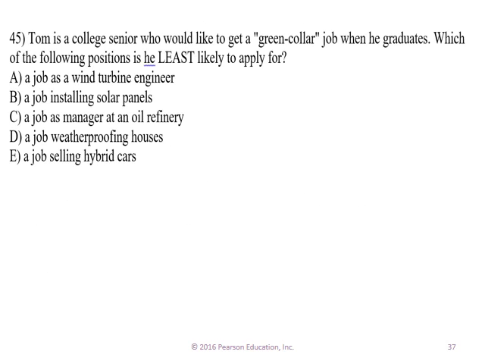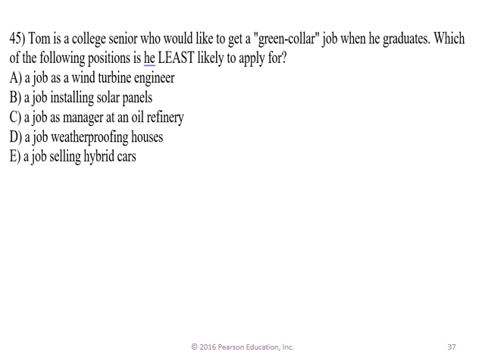Okay, Tom is a college senior who would like to get a green collar job. Okay, what, does he want to work for the Oakland A's? I think they call theirs green collar baseball, but whatever. That means that he wants to work in the green environment, right? And so, which of the following positions is he least likely to apply for?